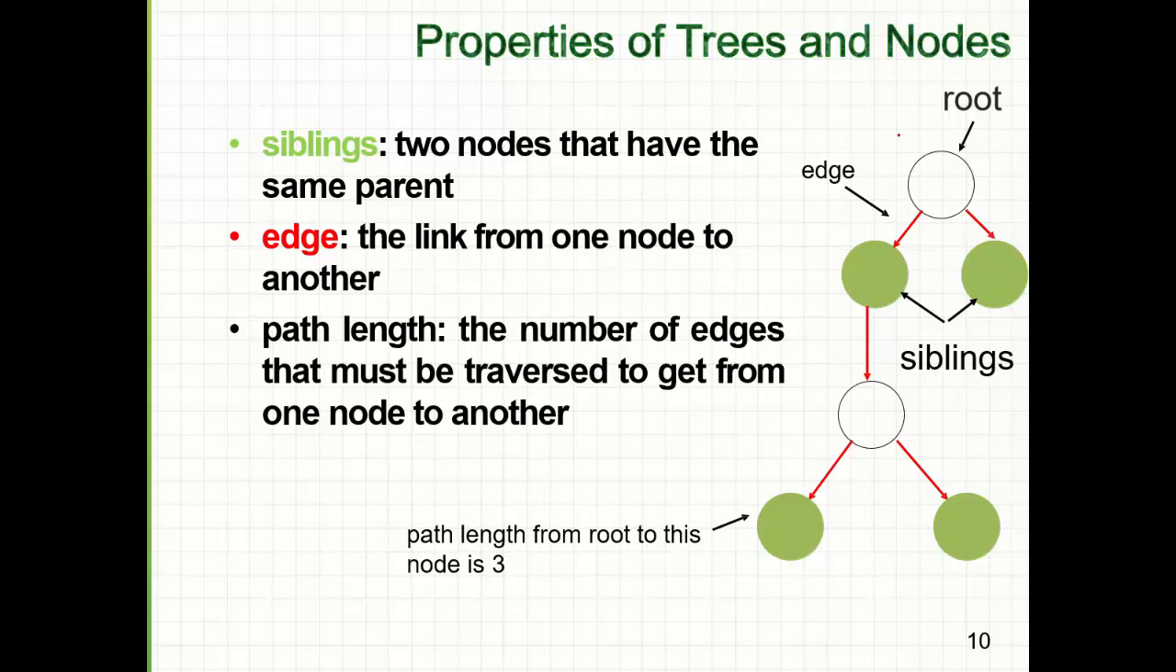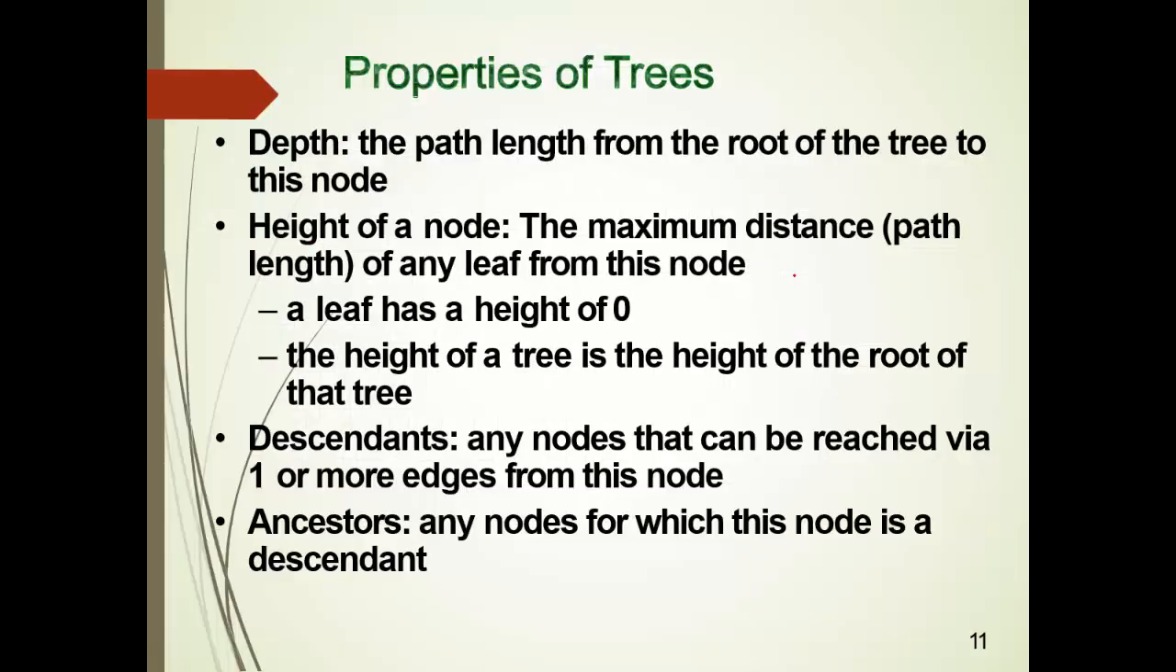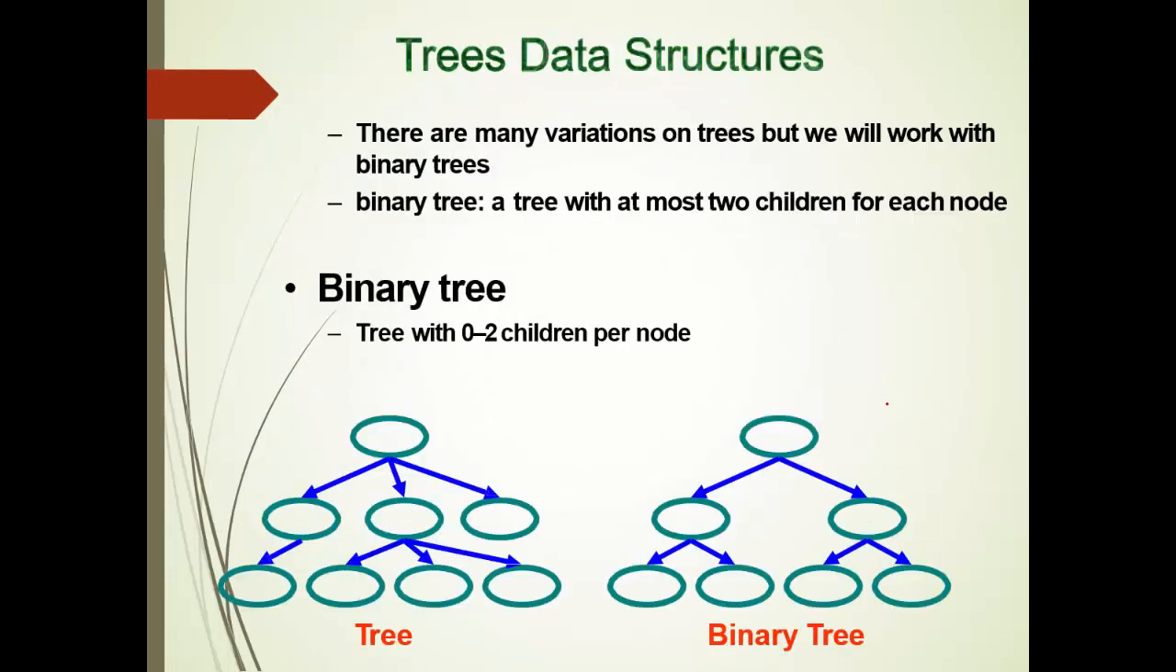Like here, when we say this is the root, and the root is having 2 children, and these 2 children, because they are coming from the same parent, they are siblings, and these are the leaves. And then here, these are the interior nodes. When we talk about depth, usually it is the path length from the root to the node. The height of a node will be the maximum distance of any leaf from this node. You can say, what is the depth of this one? It is 1.